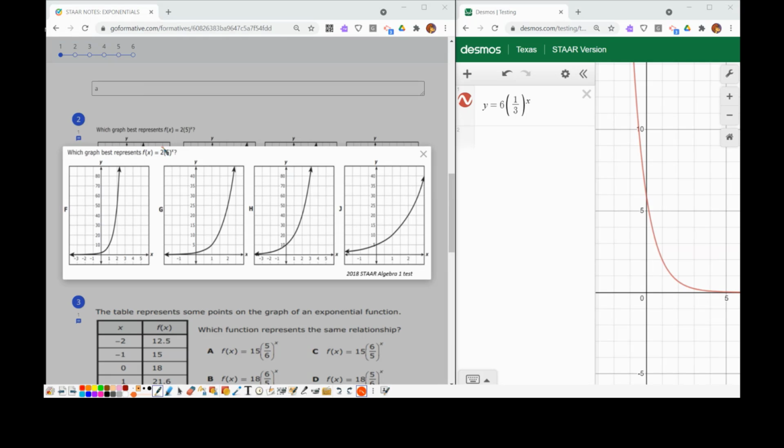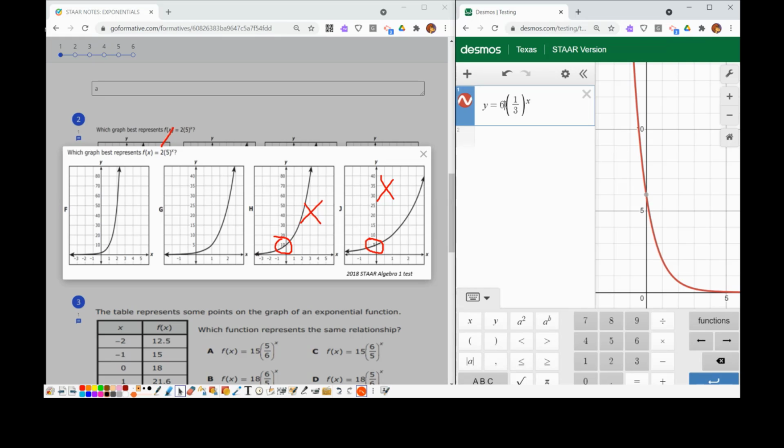All right, let's remember that the number outside is the y-intercept. If I look at the first graph here, that looks like a y-intercept of 2. This one also looks like a 2. Now this one definitely is not a 2, so I know that letter H can be eliminated. And this one also can be eliminated because here the y-intercept is 5. So my choice is going to be either F or G. Now please remember you have a calculator, so let's take a look at the graph.